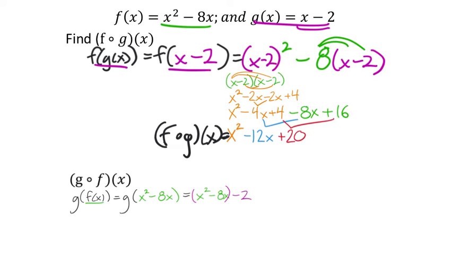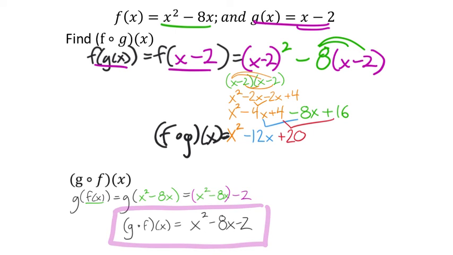Let's just write that without the parentheses though. I guess they wrote it like this: g of f of x equals x squared minus 8x minus 2. So we have both of our answers. There's the second one. Here's the first one.